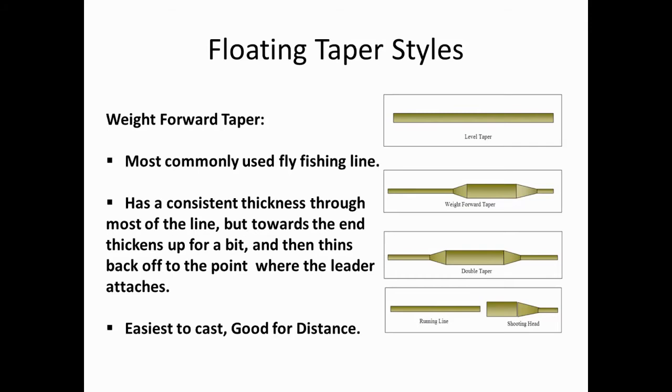Now each one has advantages and disadvantages. The weight forward taper is going to be your most common type of line. It pretty much has a consistent thickness for the running part, and it's going to thicken up towards the end where the fly goes. But then there's going to be another thin part, not that long, where it's going to attach to your leader and then the tippet and the fly. Pluses are, this is the easiest to cast, just overall because of where the weight is, and also because the weight is forward, you can get some decent distance out of it.